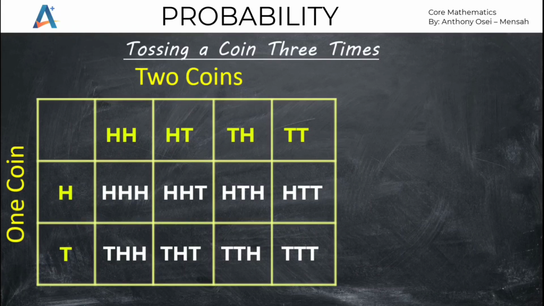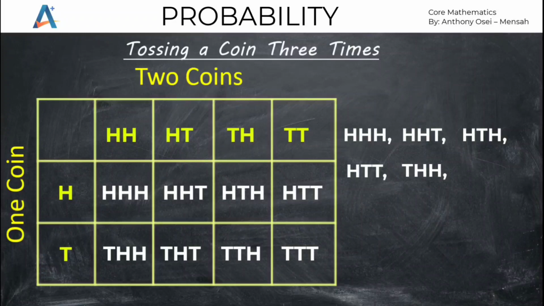Let's write it down so that you see it well. Now, head, head, head; head, head, tail; head, tail, head; head, tail, tail; tail, head, head; tail, head, tail; and then tail, tail, head; finally tail, tail, tail. Now how many are there? There are 1, 2, 3, 4, 5, 6, 7, 8. So the number of the sample space will be 8.